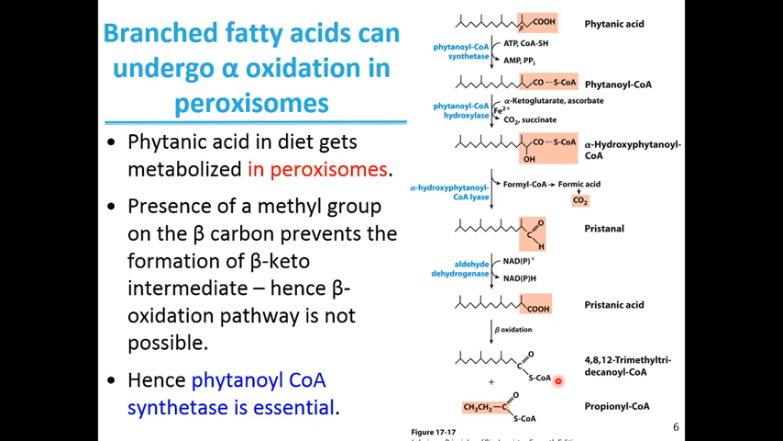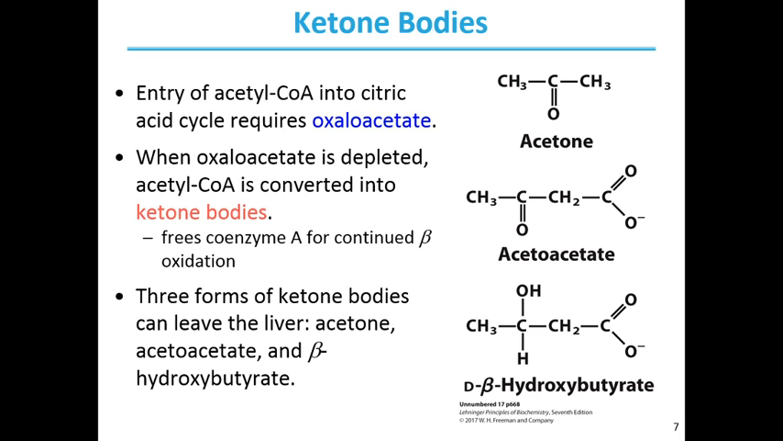One of the fates of acetyl-CoA formed in the liver during oxidation of fatty acids is to enter the citric acid cycle. When oxaloacetate concentration is depleted, acetyl-CoA can no longer participate in the citric acid cycle, and it undergoes conversion to what are called ketone bodies. The structures of three compounds shown here are called ketone bodies. Among these three molecules, acetone is produced in smaller quantities, and usually it is exhaled out.